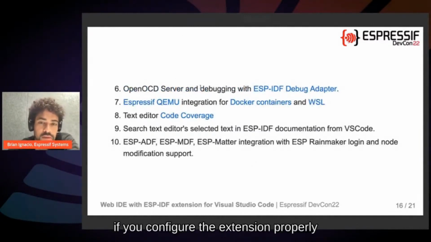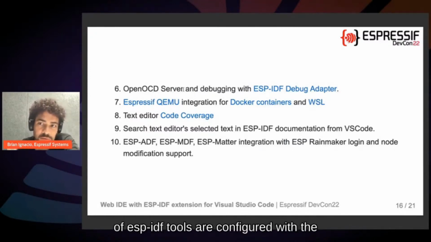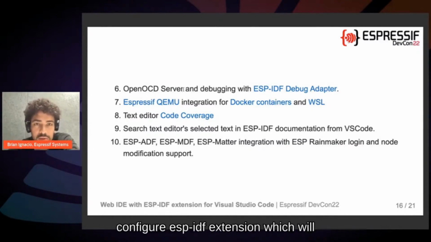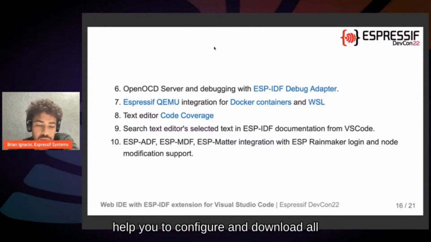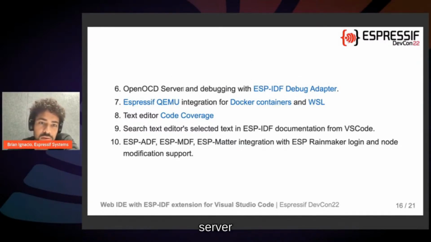If you configure the extension properly, the extension also allows you to run the OpenOCD server, because all the settings of the ESP-IDF tools are configured with the configure ESP-IDF extension, which will help you to configure and download all the ESP tools in ESP-IDF. So if the tools are configured correctly, you can run the OpenOCD server, or you can just run the debugger by pressing F5 for debug, and it will execute the ESP-IDF debug adapter, which will also connect to the OpenOCD server.